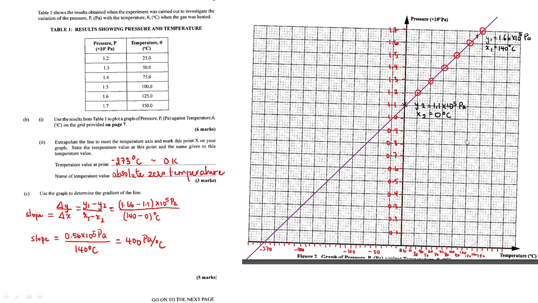Come up here. At 125, because this is 120 and 130, at 125, it was 1.6. And at 150 here, it was 1.7. So sweet deal. Nice and easy to plot. Never give yourself a headache when you're plotting graphs. Make sure you can read your scales properly.